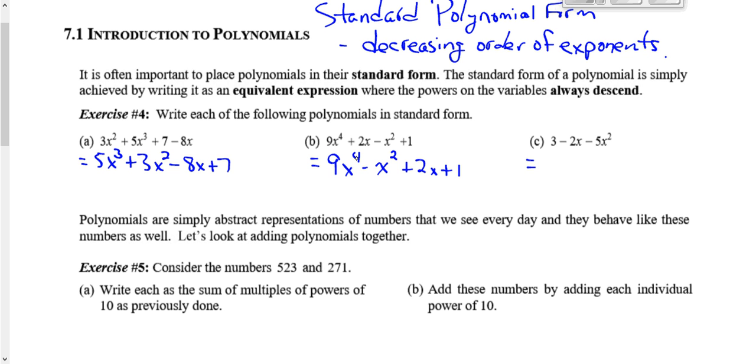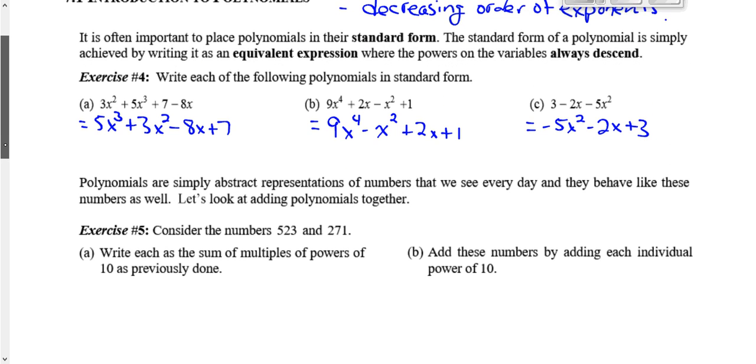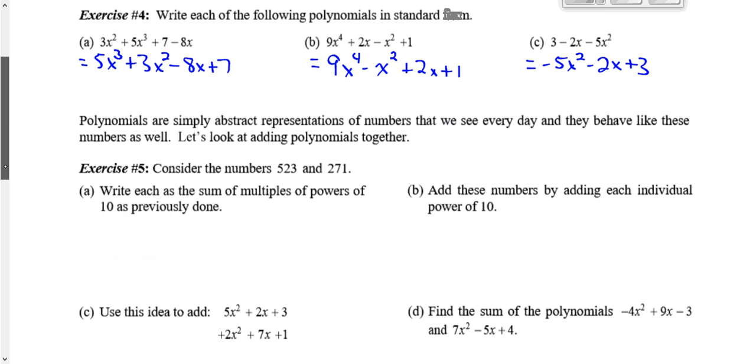Rewrite C for us. What's that number? Negative what? 5x squared, yep. 2x to the first, right? Go ahead. Minus 3? Oh, it's positive. Plus 3. Yeah, the sign's in front. There you go. Okay? Standard polynomial form. Descending order of exponents.